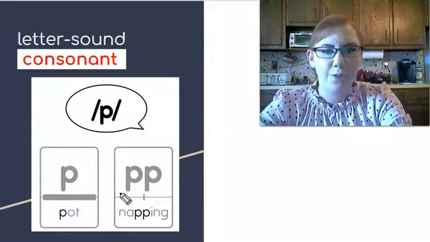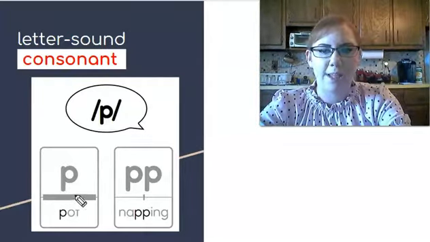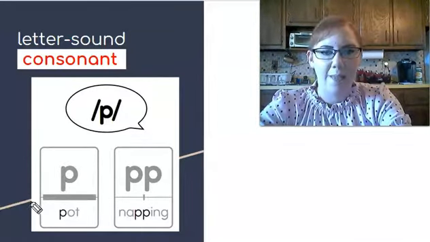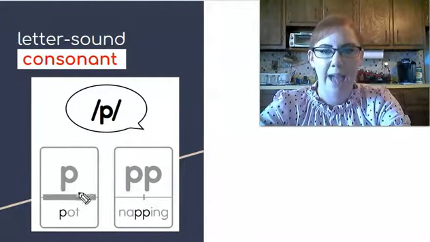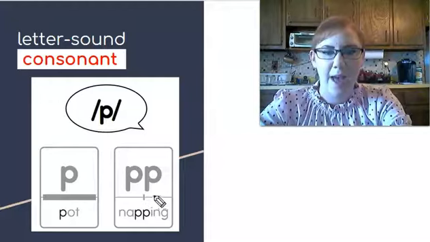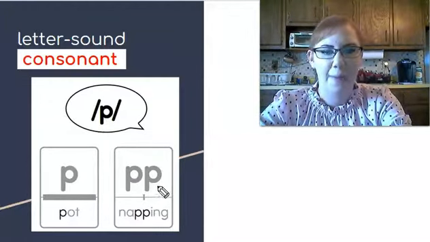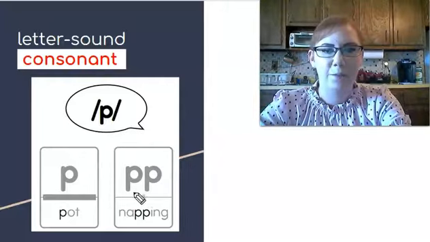We have two spellings this time. This power bar is very long. That means that it's very common for p to be spelled with one P, as in pot. This power bar is very short. That means it's not very common, but sometimes the P is spelled with two P's next to each other, like in napping.